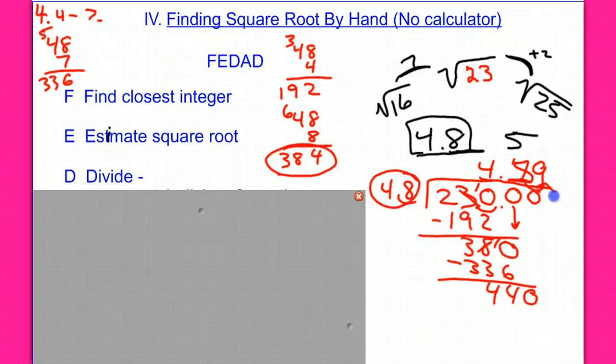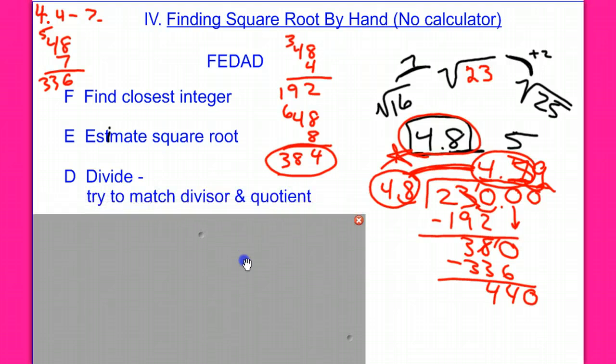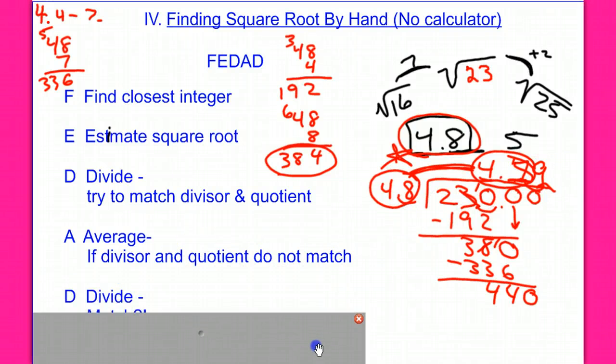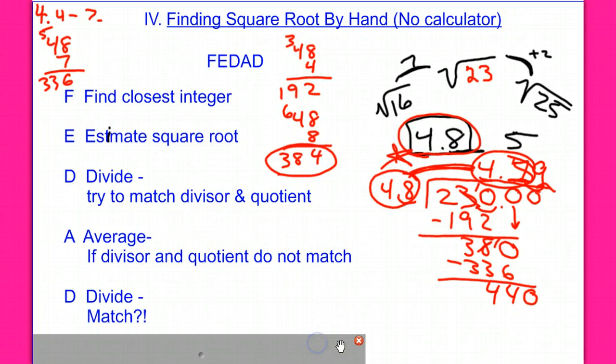So as we look at our divisor and our quotient, we have a match. Yay! Our estimate was the perfect estimate to the tenths place, okay? If we didn't have a match of 4.8, we would take these two numbers, the divisor and the quotient, and we would average them and try to then use that average to make our next division, and we would have a match at that point. You know what, let's try another one, because I know this is confusing the first time you see it.